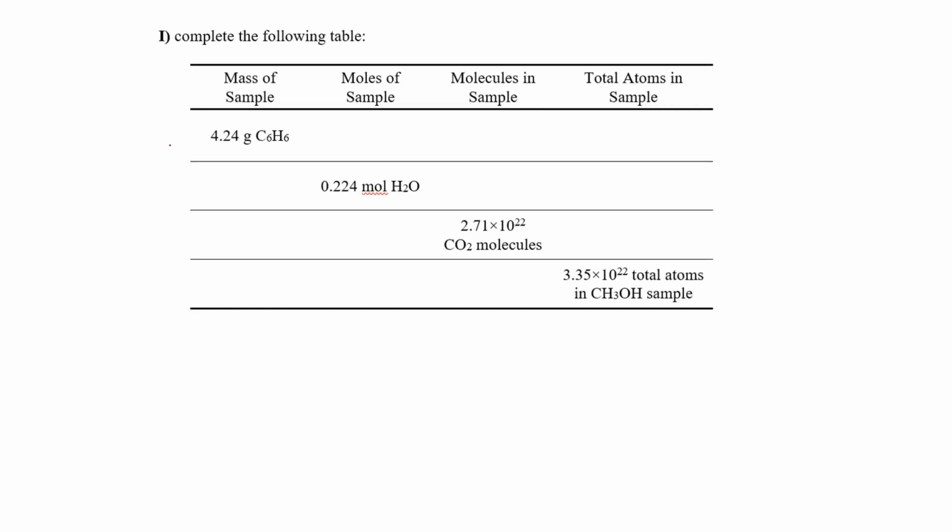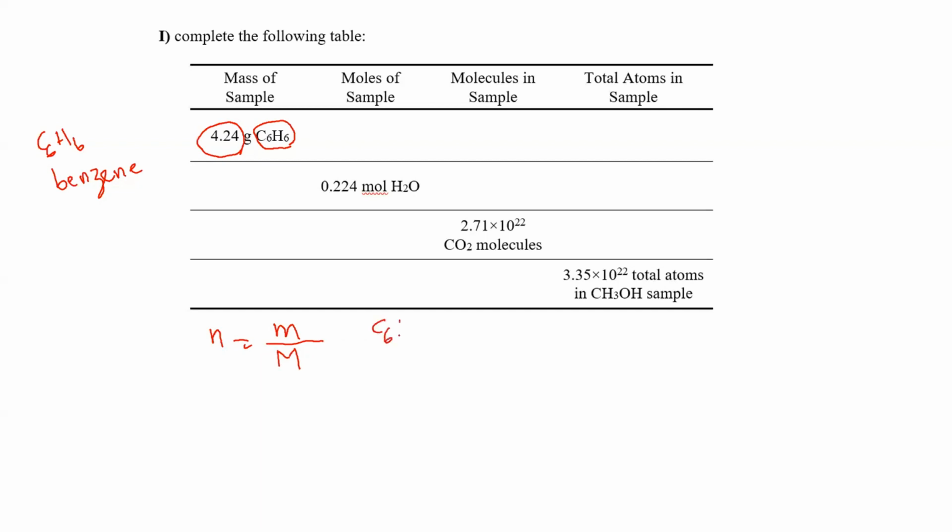For the first question, we have 4.24 gram of C6H6, which is benzene. They're asking us to calculate here the number of mole, the number of molecules, and finally the total atoms in the sample. So let's remind the relationship between the number of mole and the mass of the sample: it's m divided by the big M, which is the molar mass. So let's start by calculating the molar mass of benzene.